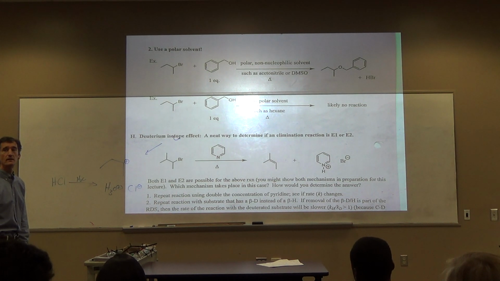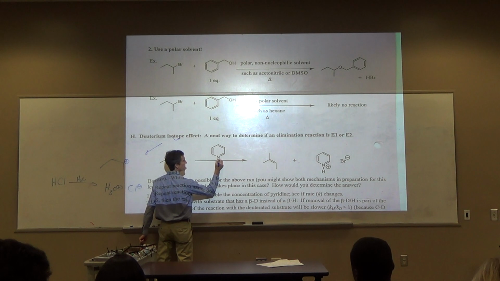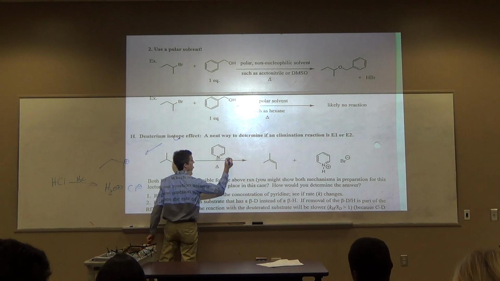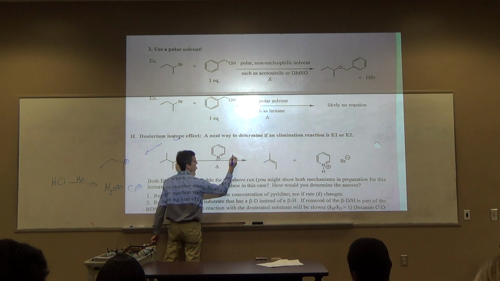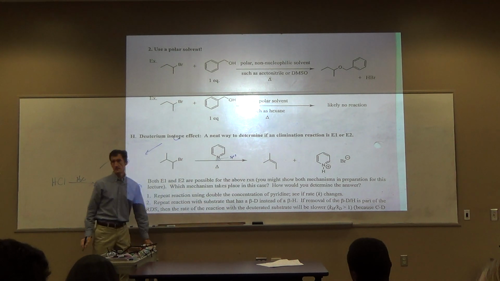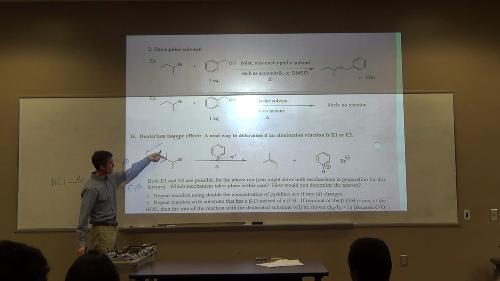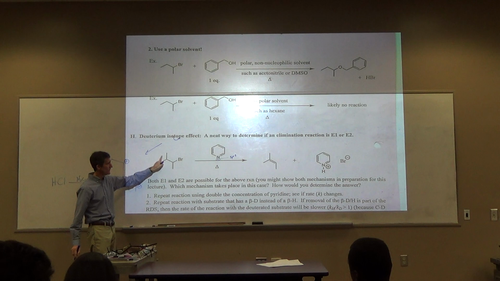This nitrogen is not sp3. It's sp2. This nitrogen, which is acting as a base, this lone pair is in what type of orbital? Sp2, not a p. Everybody agree that's acting as the base here? Yes. It took the H. What H did it take? It took this beta hydrogen here. We removed HBr.